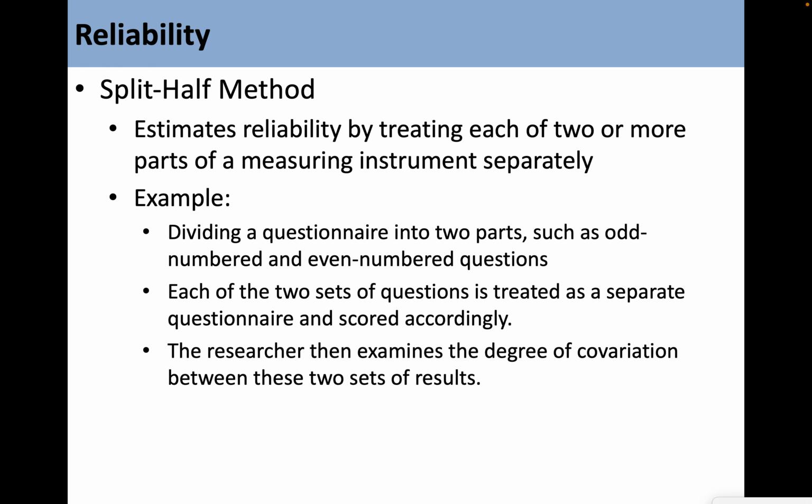The split-half method estimates reliability by treating each of two or more parts of a measuring instrument separately. The example: dividing a questionnaire into two parts, such as odd-numbered and even-numbered questions. Each of the two sets of questions is treated as a separate questionnaire and scored accordingly. The researcher then examines the degree of covariation between these two results.